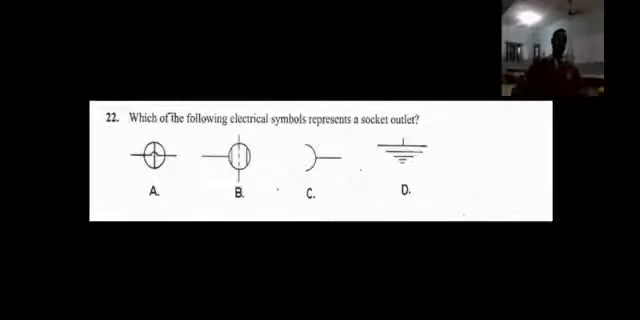Question 22. Which of the following electrical symbols represents a circuit? The answer to this one is also C. That's the symbol for an electrical circuit.